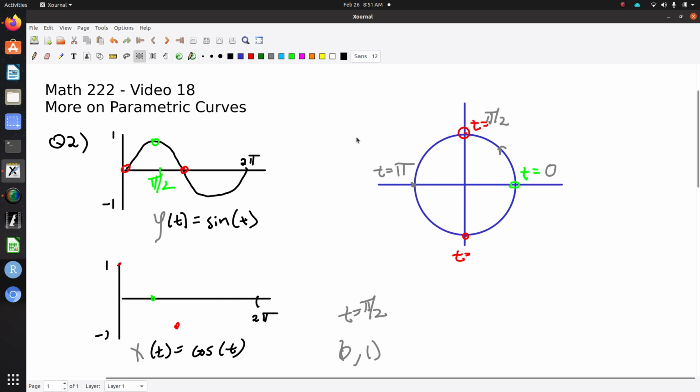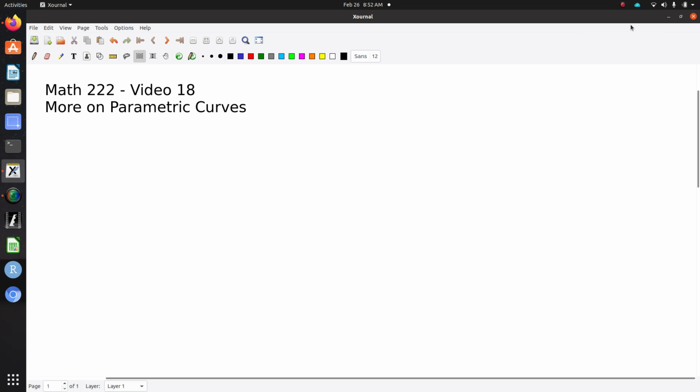And that information should be enough. Let me just look at the worksheet for a second. Yeah, I've given you enough clues to get you through number 2. Okay, now we're going to go on to question 3.